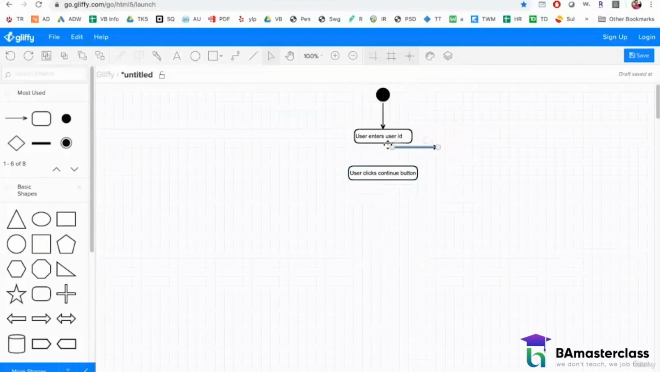What do I write next? System validates the user ID. That is again an activity. System validates user ID. I just want you to concentrate for now and I'll give you enough time to copy this. Alright, now I'm more interested as to what happens next.